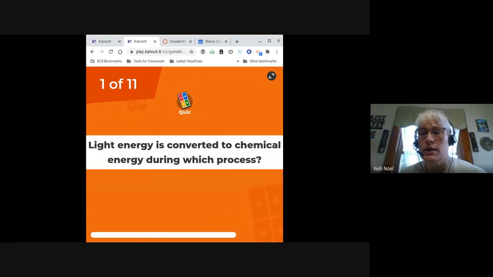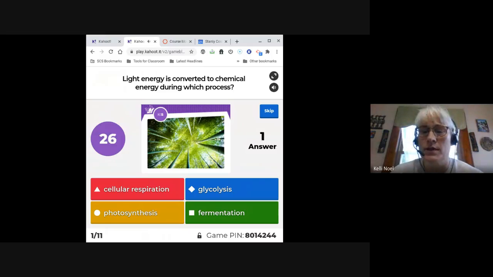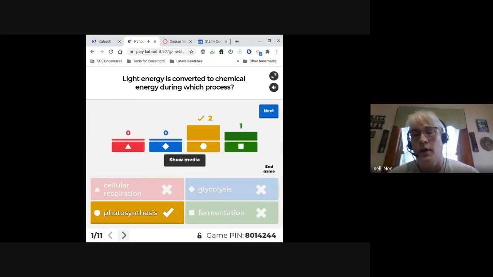All right, light energy is converted to chemical energy through which process? All right, photosynthesis. So anytime we're talking about light energy being converted into chemical, that's going to be photosynthesis. It's what plants do. They absorb the sun's energy and turn it into chemical energy in a sugar molecule.